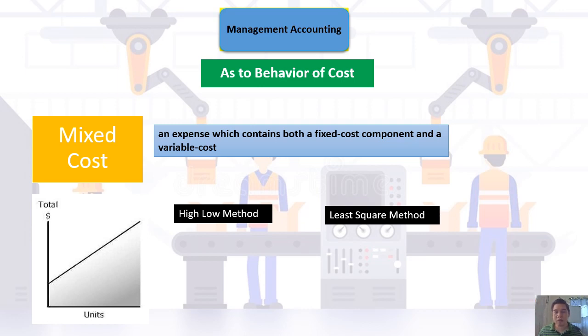For management accounting purposes, required po to make a sound decision. Sabi nga natin kanina, ang fixed cost is irrelevant for decision-making purposes. So, ihiwalay po natin si variable at ihiwalay po natin si fixed. Ang gagamitin po natin dong method is yung high-low method and the least square method.